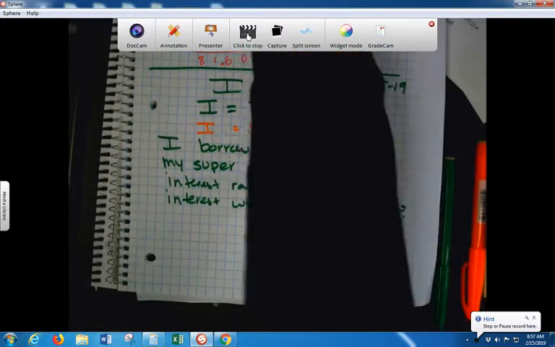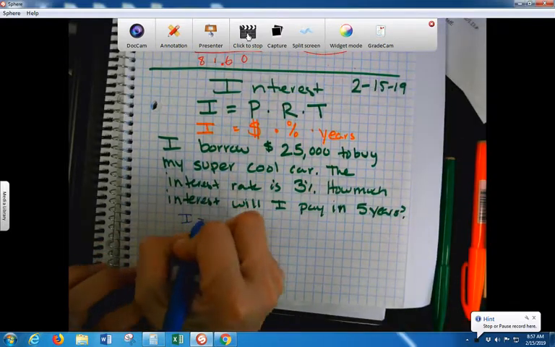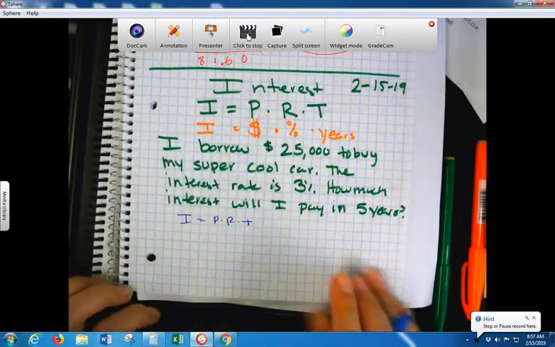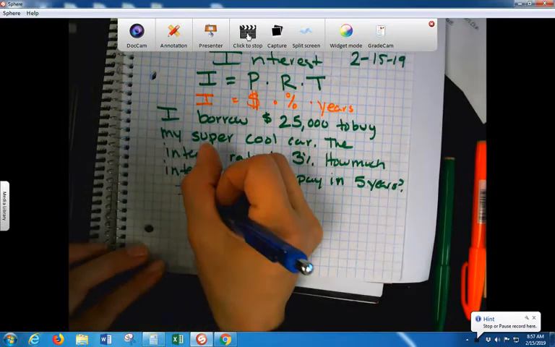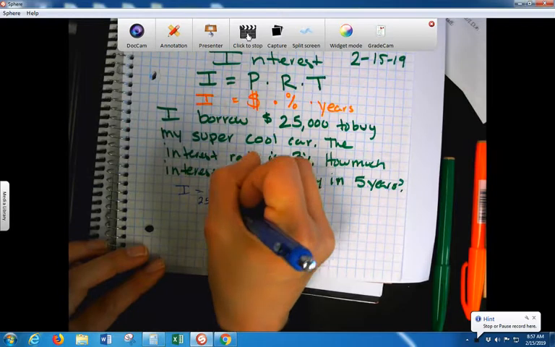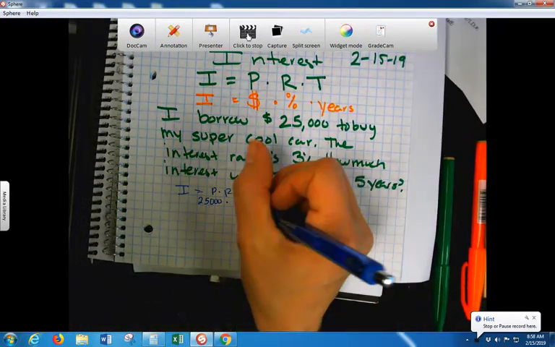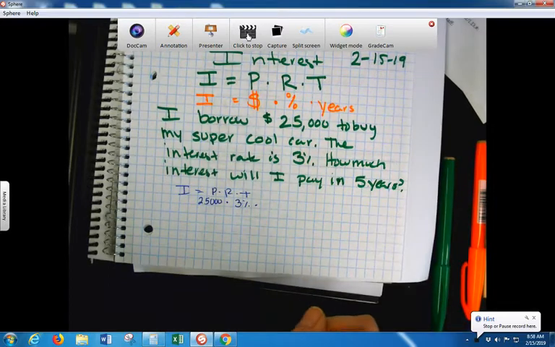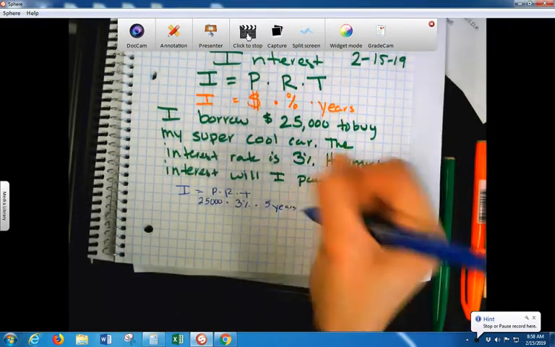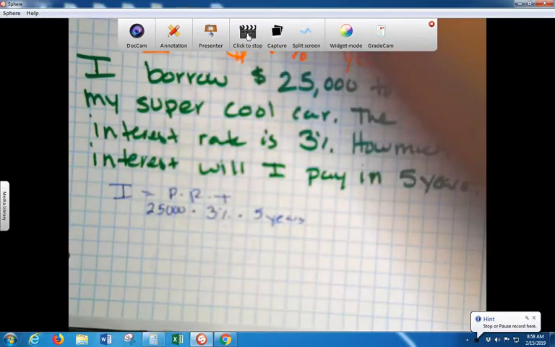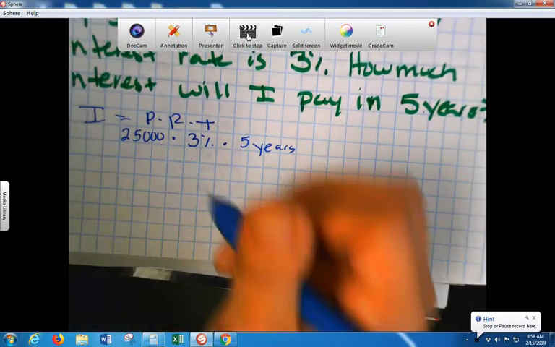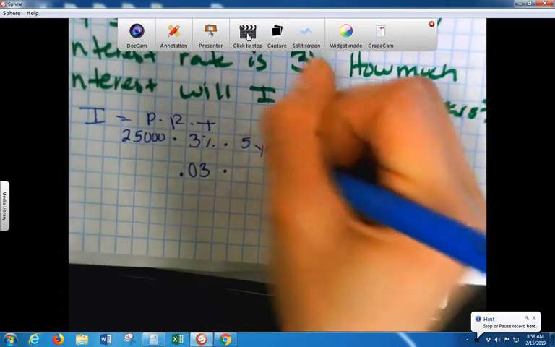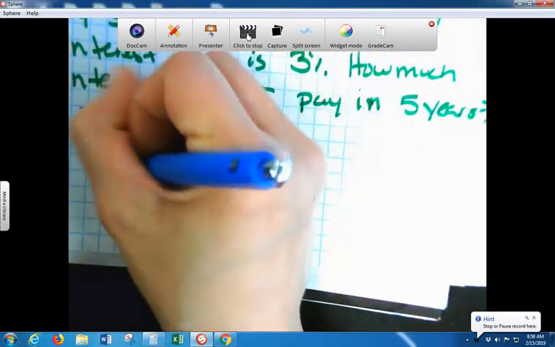Okay, so interest equals PRT. So what's the principal? How much did I borrow? $25,000 times. What's the rate? 3%. What's the time? 5 years. So I have to multiply all of this, right? Well, right now I can't multiply it as is, so I have to convert a couple of numbers. So 3% is 0.03 times 5 years times 25,000.